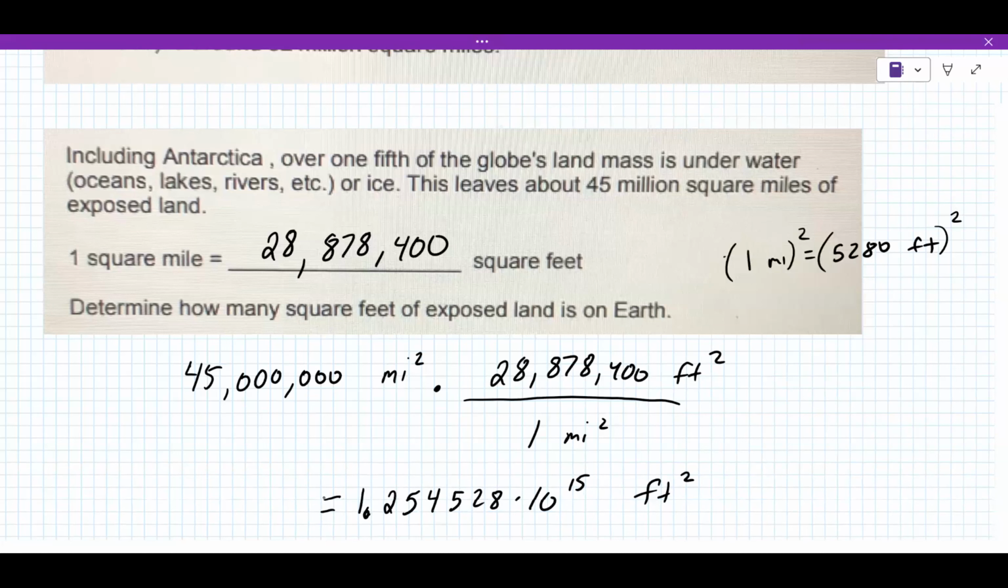So that's the number of square feet of exposed land on Earth. Then the online thing says 2,788 7,800 square feet are in 1 square mile. I don't know if he did it wrong or if that's what I'm supposed to use instead.